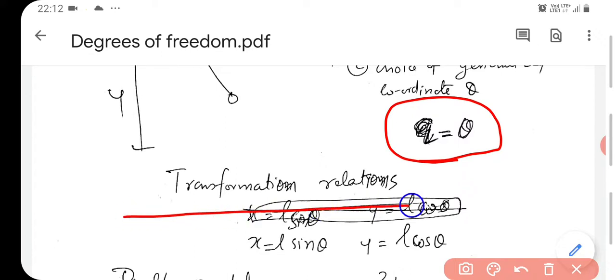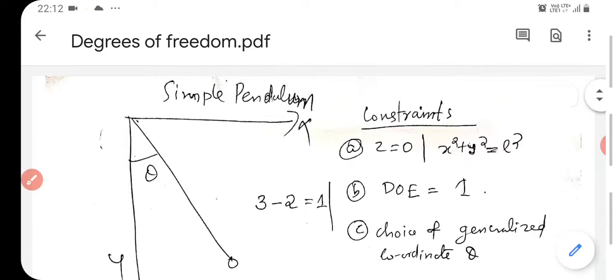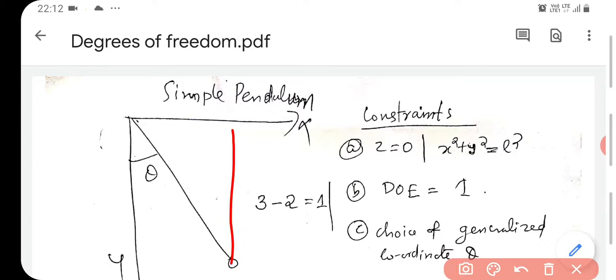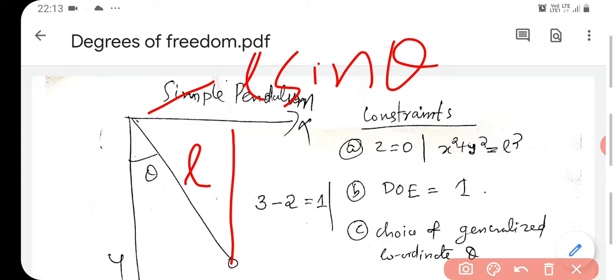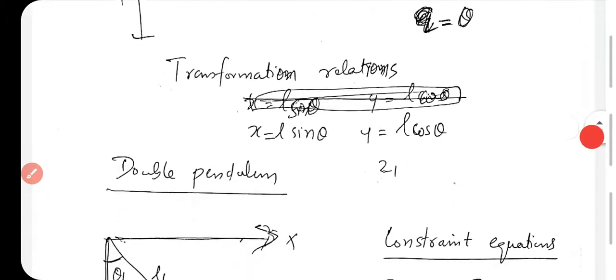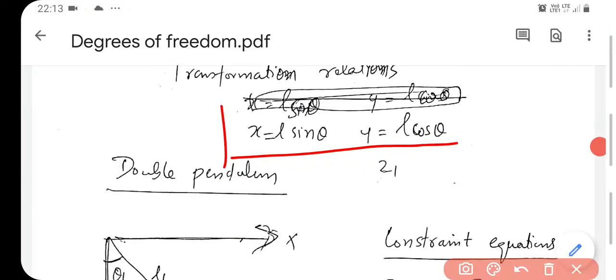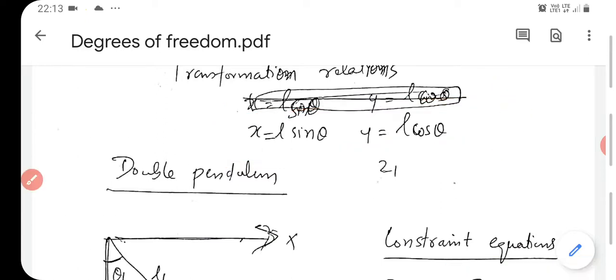And what are the transformation equations connecting the old coordinates x, y, and the generalized coordinate theta? We know here, if this is L, x is L sine theta, and this is L cos theta. So the transformation relations are x equal to L sine theta and y equal to L cos theta.